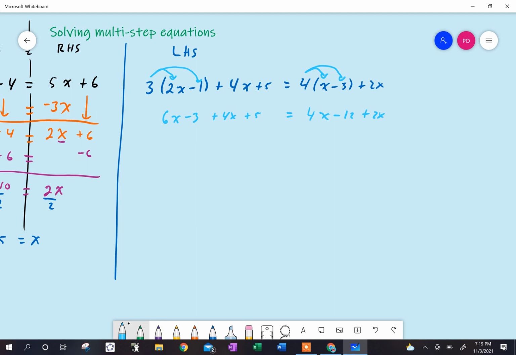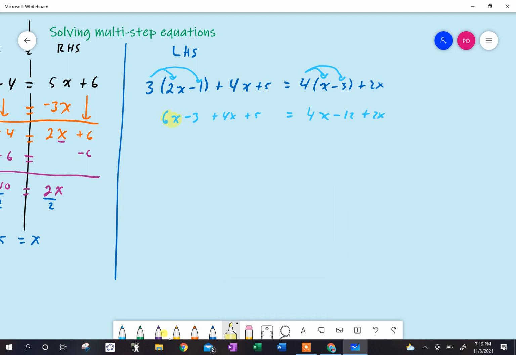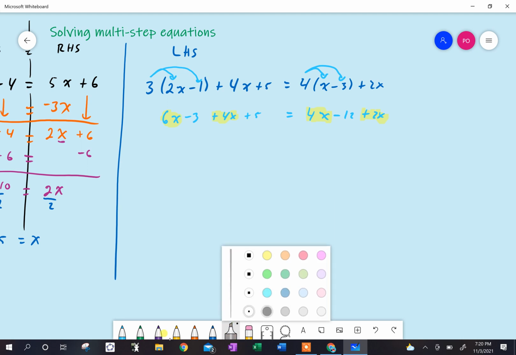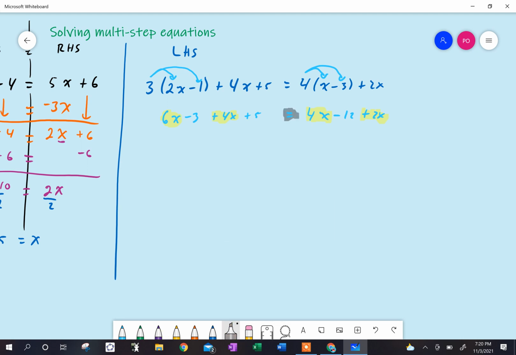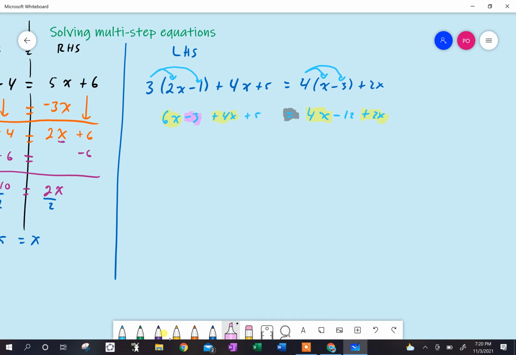The next thing I'm going to do is combine my like terms. Now remember, I have to combine my like terms on the correct side. So I have a 6x, that's a variable term. 4x is a variable term. And then over here I have a 4x, which is a variable term, and a 2x, which is a variable term. But I have to be careful because remember, they're on opposite sides of the equal sign. And then I'm going to take a look at my constant terms. I have a negative 3 on the left-hand side and a positive 5, and then I just have a negative 12. But I think it's important to write these things out.